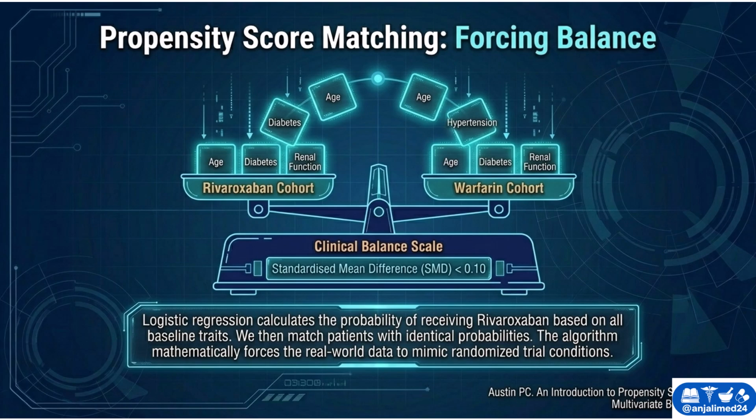The goal is clinical balance, and we measure the balance using the standardized mean difference, or SMD. An SMD below 0.10 is generally considered acceptable balance between the two groups. At that point, the cohort begins to resemble the comparability achieved in randomized controlled trials. It is important to remember that propensity scores cannot fix unmeasured confounding, but they dramatically reduce the bias from known baseline variables and make real world treatment comparisons far more reliable.